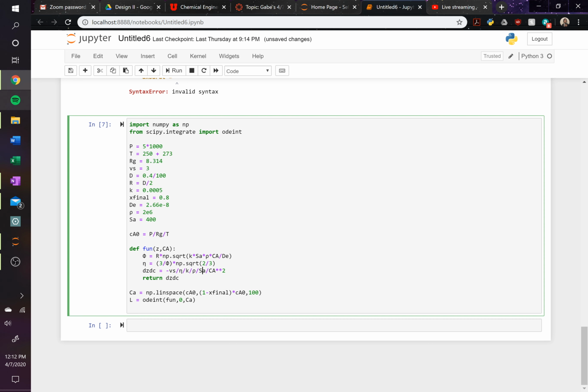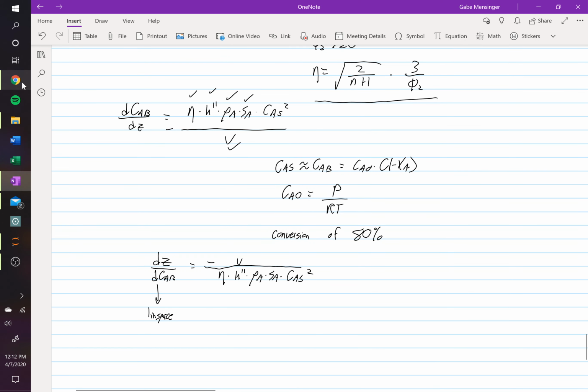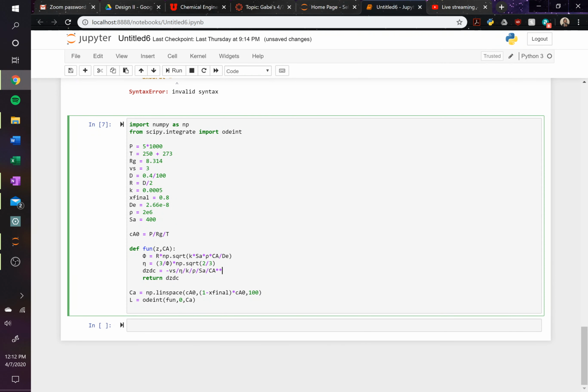Also, another issue I noticed is that in the last video I had this. I didn't have the CA squared, but it's supposed to be CA squared. So go back, add the square. And then everything else should hopefully be the same.